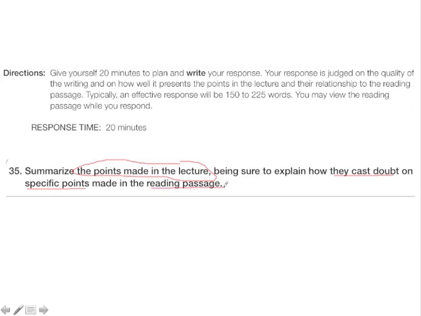So again, I don't think it's the requirement here for you to summarize both sources. However, you probably will include a lot of the reading in basically summarizing the lecture. You have to, because it won't make any sense unless we know what the professor is actually responding to.